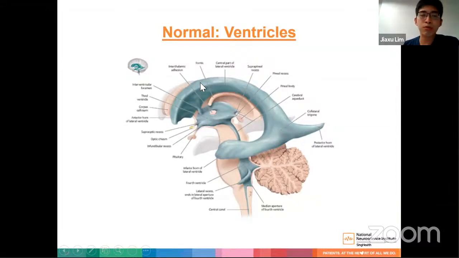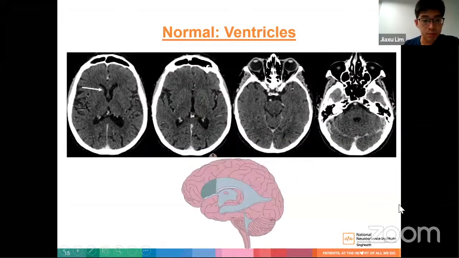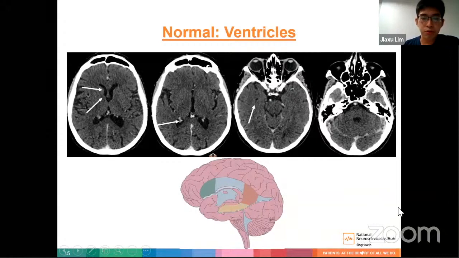Both lateral ventricles drain into the third ventricle via the foramen of Monro, and that brings us to the fourth ventricle over here through the aqueduct of Sylvius. So let's translate this to the axial CT scan. Right over here, we have the frontal horns. We have the atrium. We have the temporal horns over here. And of course, we have the foramen of Monro.